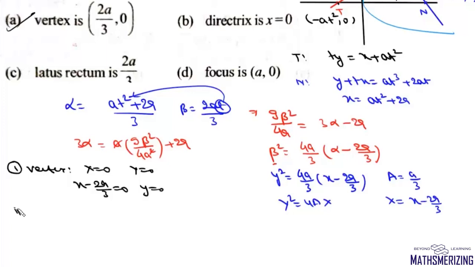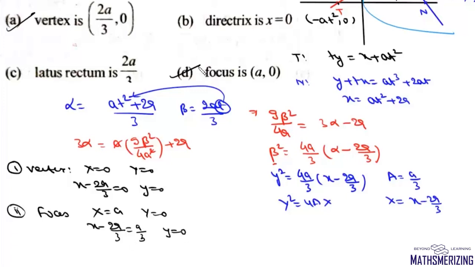Second is focus. Now we know that for the first form focus is a comma 0. So capital X is a and capital Y is 0. So capital X is x minus 2a by 3 is equal to a by 3 and capital Y is small y. So it will be simply a comma 0. So focus is at a comma 0.